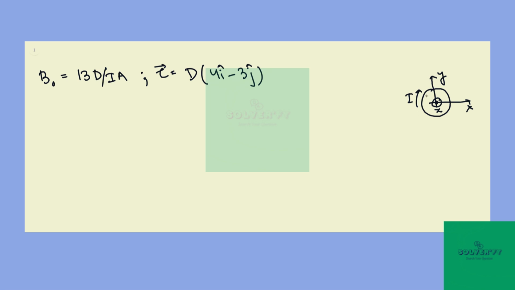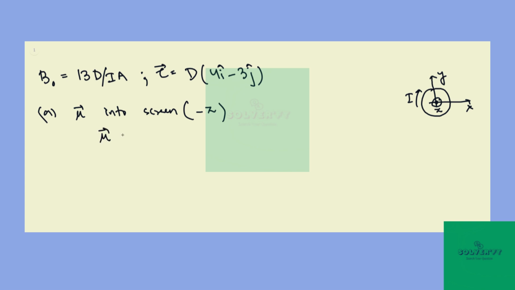Given the direction of current, which is clockwise over here, we know that the magnetic moment mu should be into the plane of the paper or into the plane of the screen. And this means that mu should be along the negative z direction. Now let's find the value of mu.